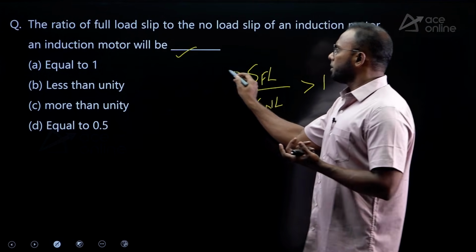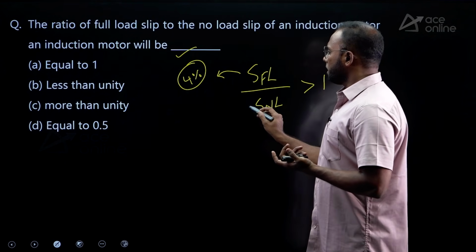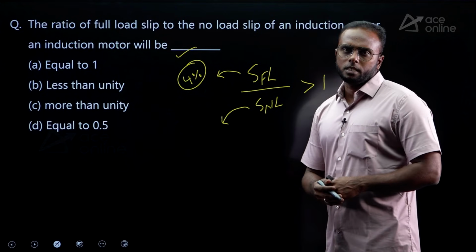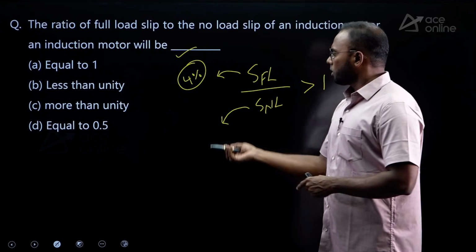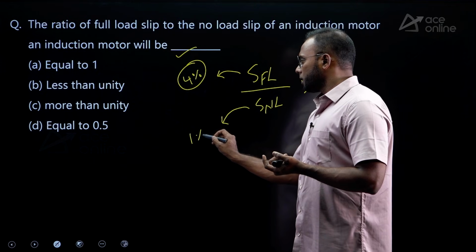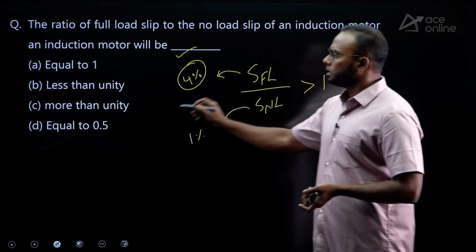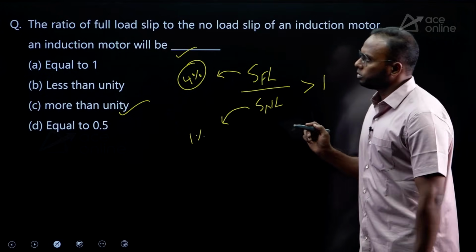So full load slip is approximately, you can take 4%, 3% like that, and no load slip is less than 1%, very near to 0, okay, 0.5% in that way, or let us take 1%. Then 4 by 1% means 4 only, which is greater than 1 always, so more than unity it is. Next question.